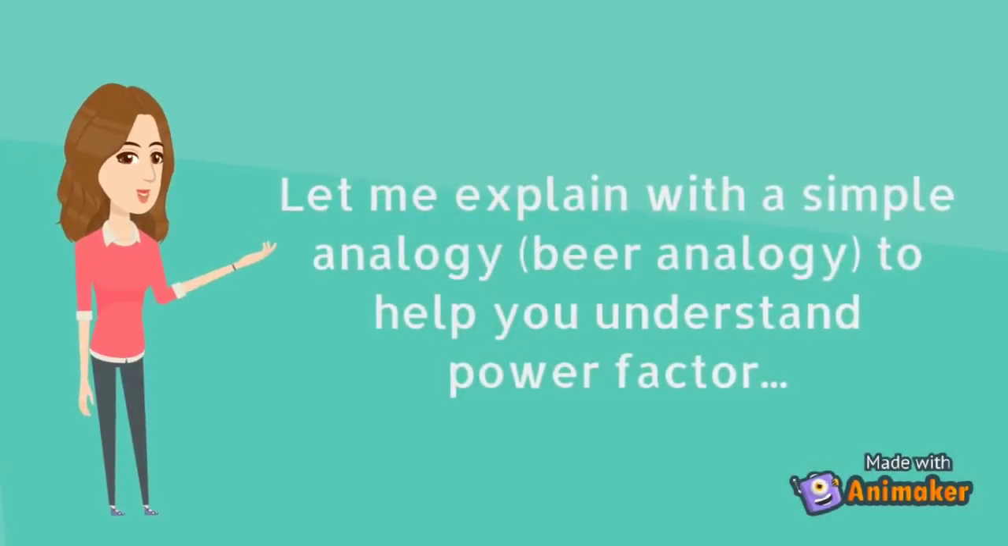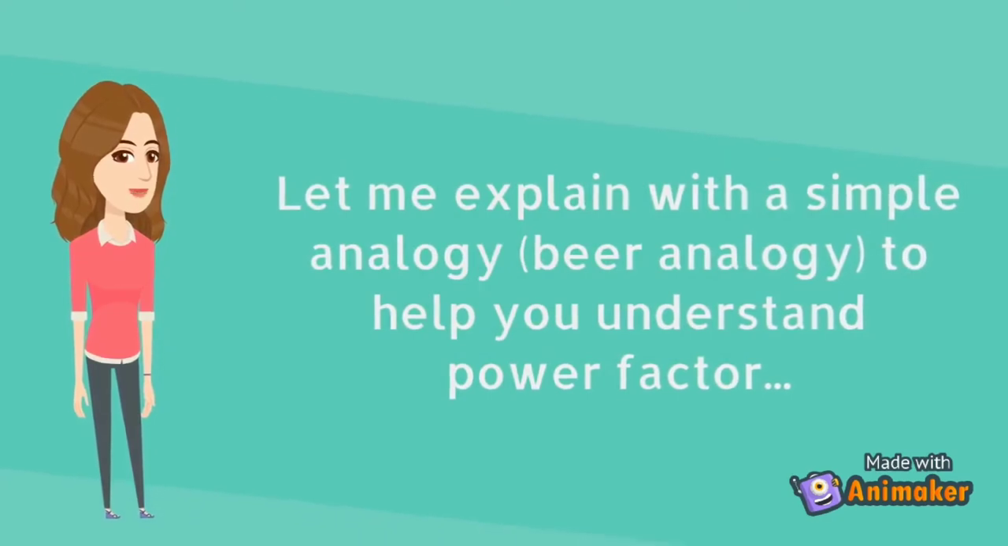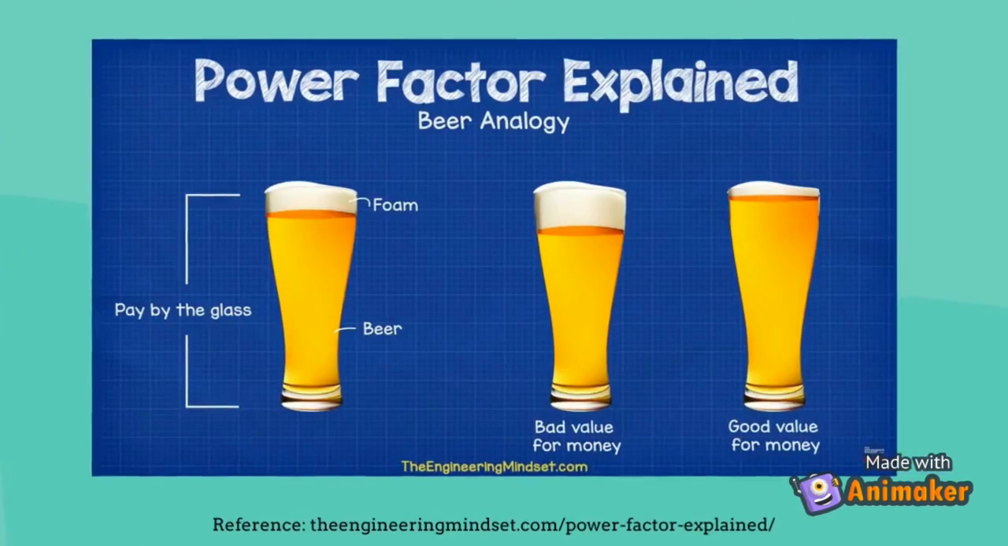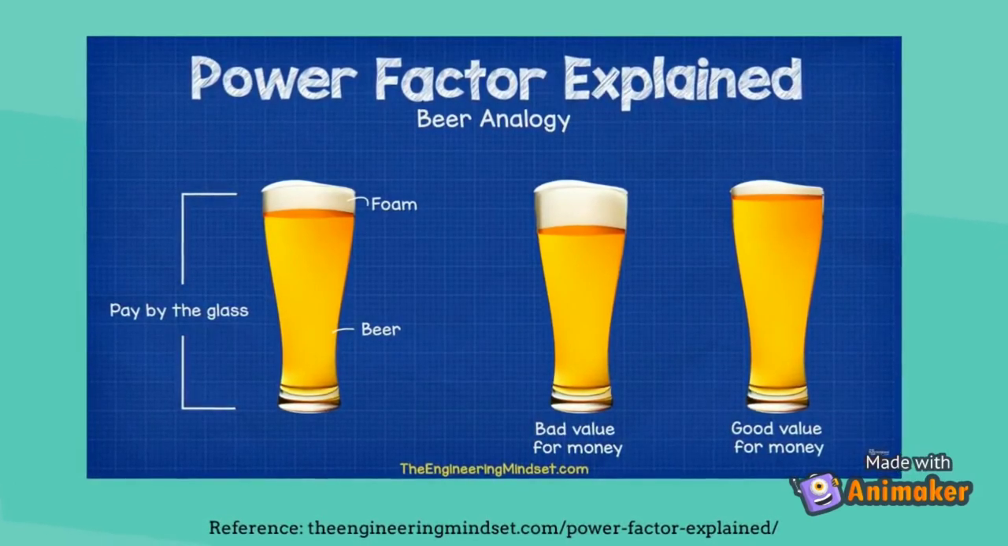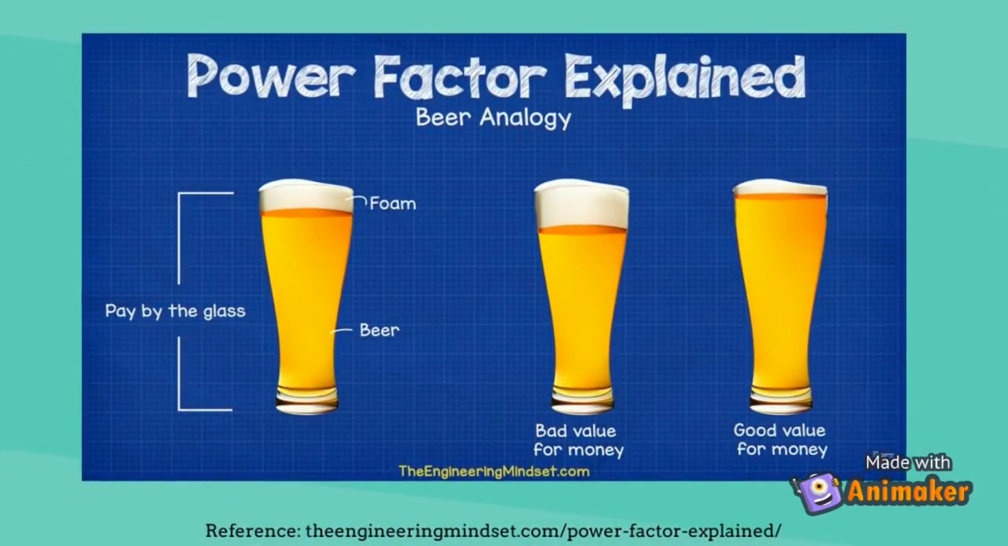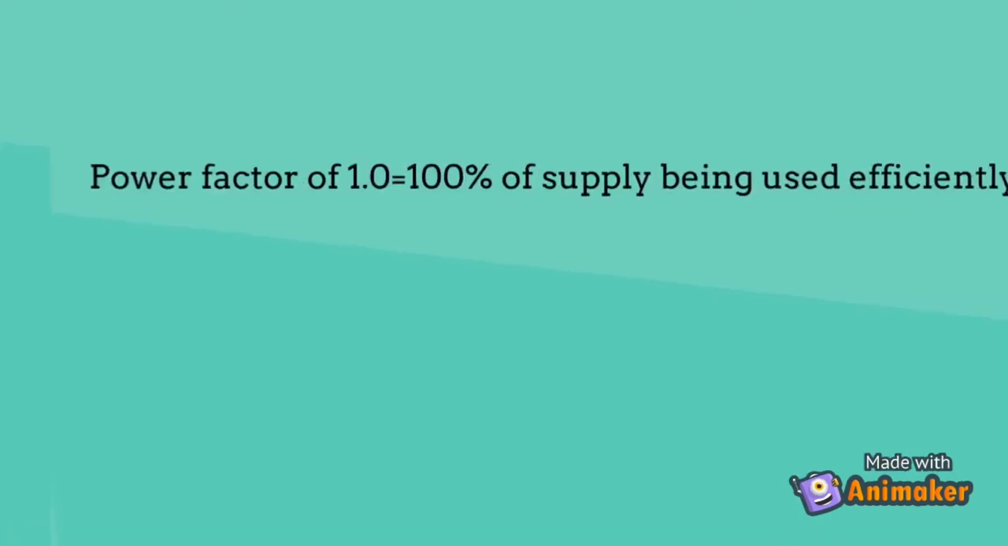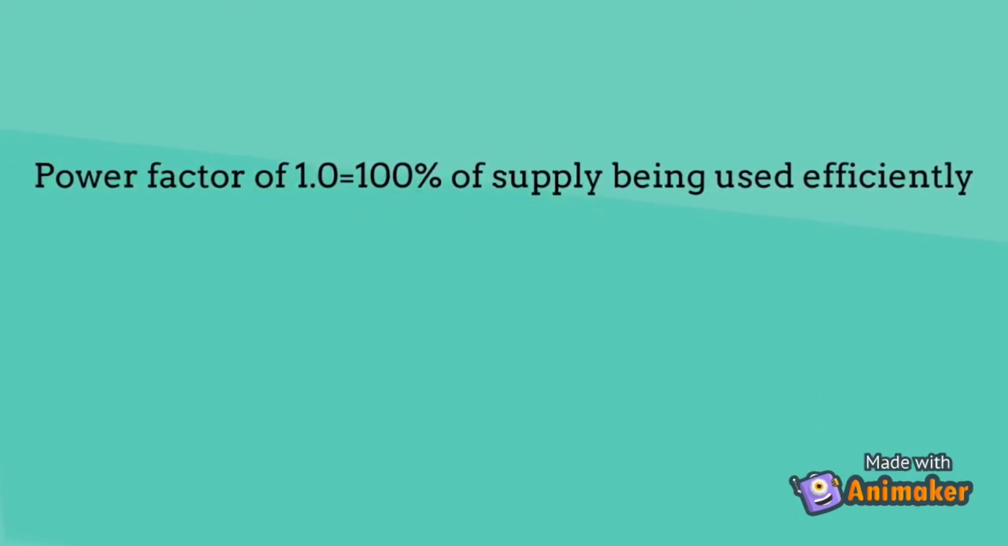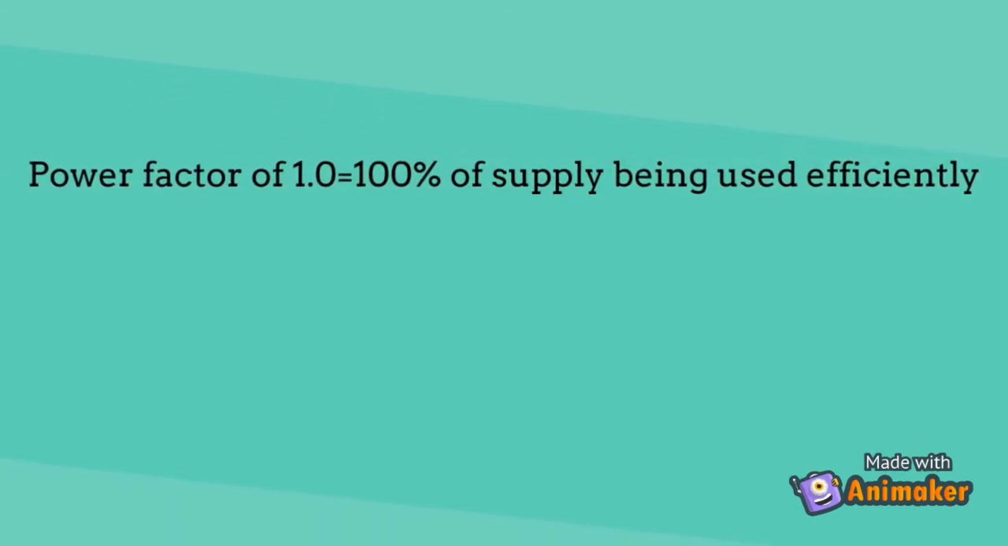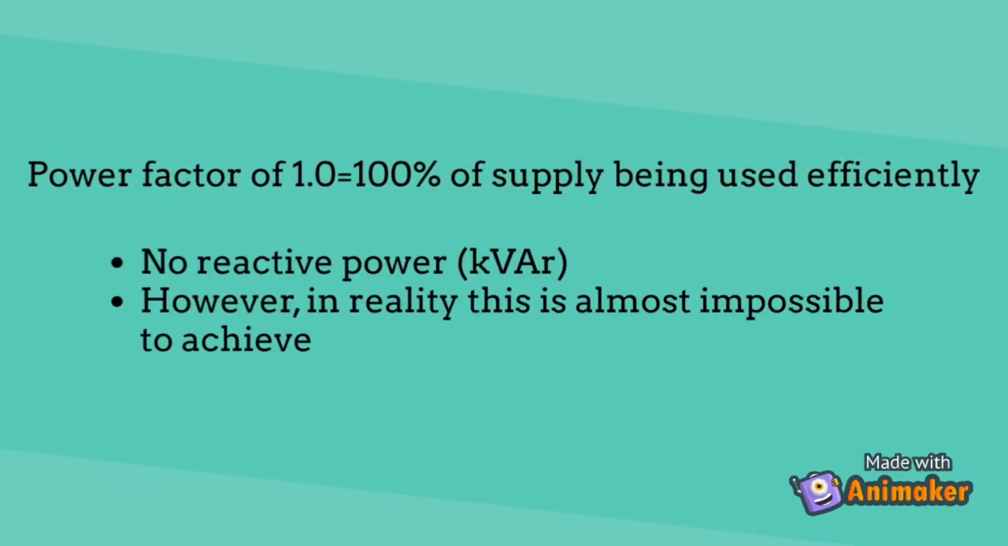Let me explain with a simple analogy, a beer analogy, to help you understand power factor. We pay for a glass of beer, but inside the glass there are both beer and foam. The more beer we have, the less foam there is, so we get good value for money. If there is a lot of foam, then there's not a lot of beer and we're not getting good value for money. A power factor of 1 would mean 100% of the supply is being used efficiently.